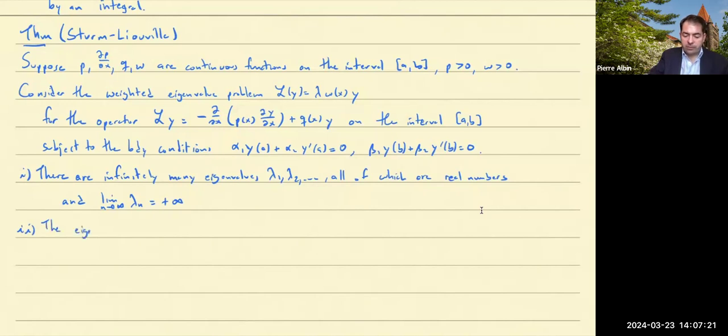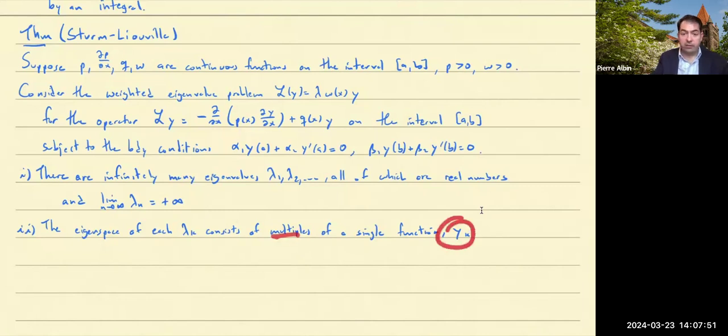Two, the eigenspace of each lambda k consists of multiples of a single function. Let's call it y sub k, right? So multiples of it. So this function is not canonically defined. There's a lot of choice. If you have one such function, you could always take 3 times that function or 7 times that function or whatever you like.